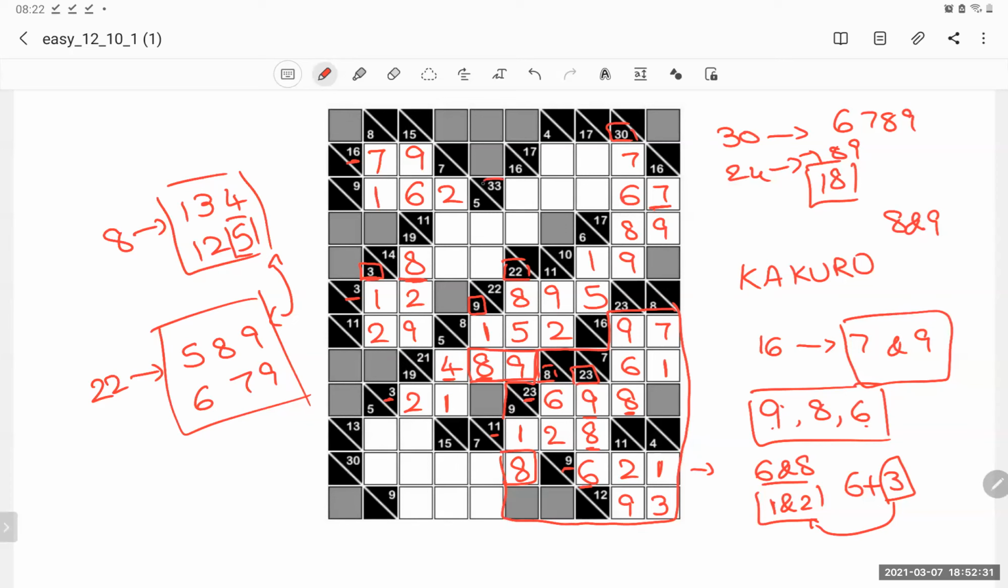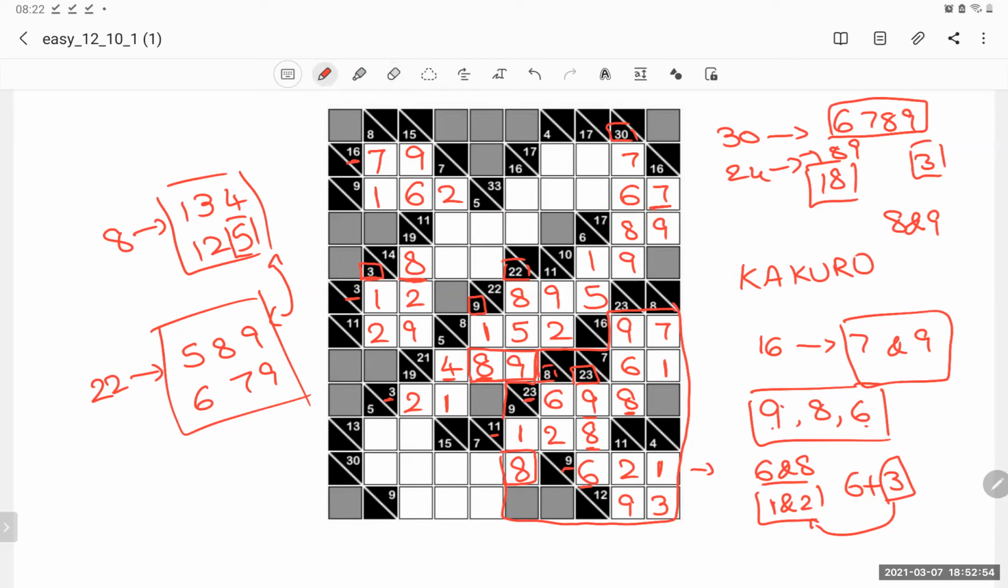Now look at this, people. 33, right? How many cells do you have? Five cells. Correct? So if I know 4 cells is 6, 7, 8, 9, which is 30, the fifth number has to be 3, right? Correct? But it could be any combination.